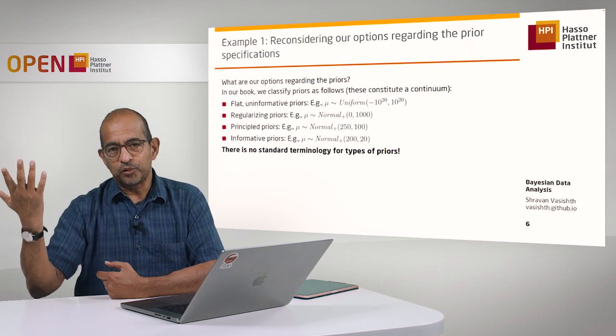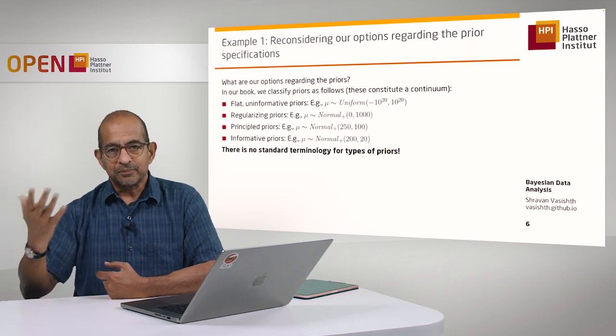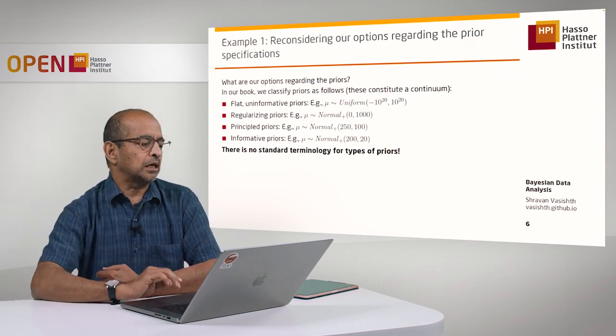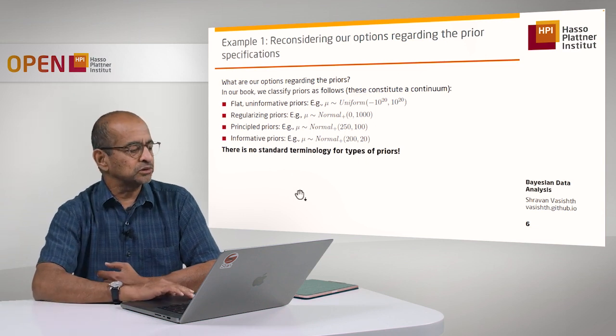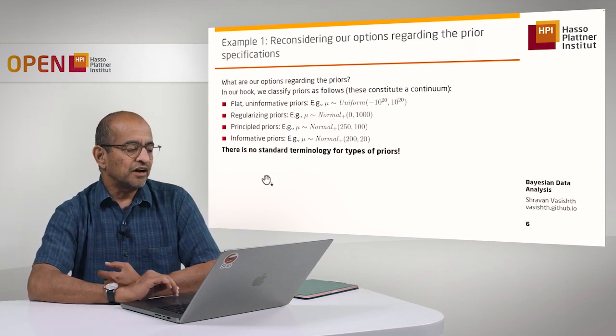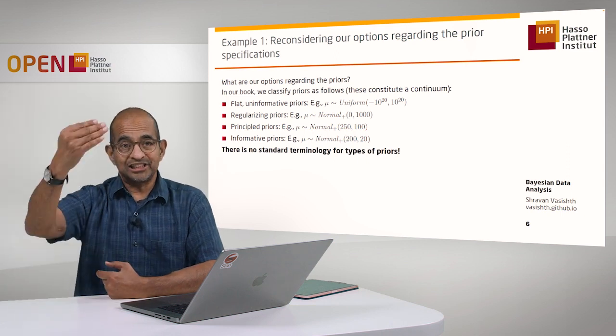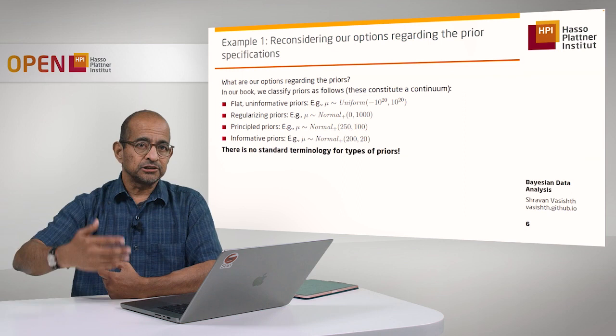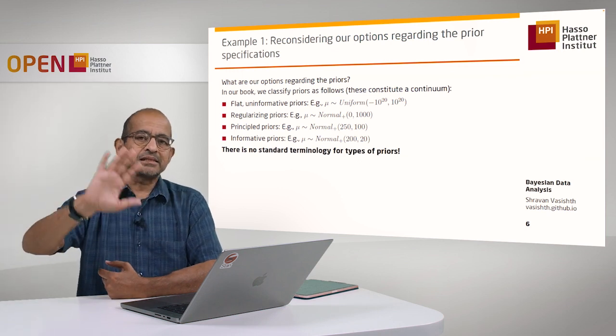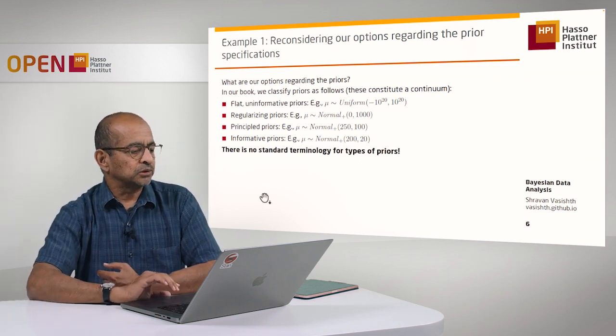So in our book, we had to choose some classification. So we just chose this arbitrary, well, it's not arbitrary, but we chose this for our own book. So we have 4 basic classes of priors, and these are of course a continuum. So they are not discrete categories, but these are a continuum which kind of summarize the type of priors that one can use.